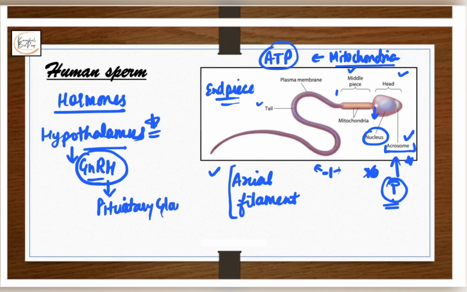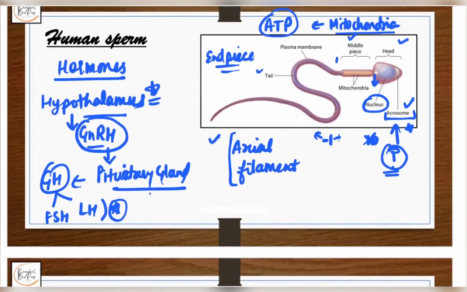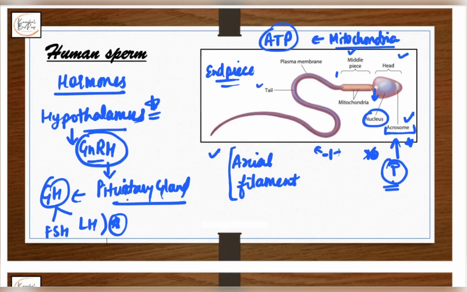Okay, this is the master gland of the body. Pituitary gland releases gonadotropic hormone, and these gonadotropic hormones eventually have two forms. They are the follicle stimulating hormone and the luteinizing hormone. These two hormones are mainly responsible for the formation of the gametes, be it sperm or ovum, right? So FSH, which is follicle stimulating hormone, and LH, which is luteinizing hormone.